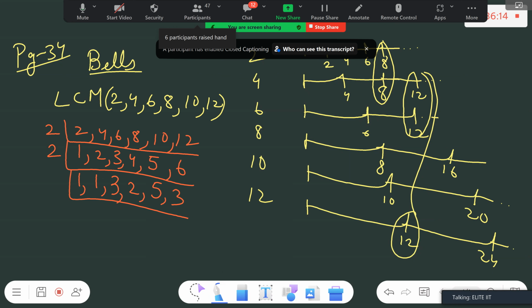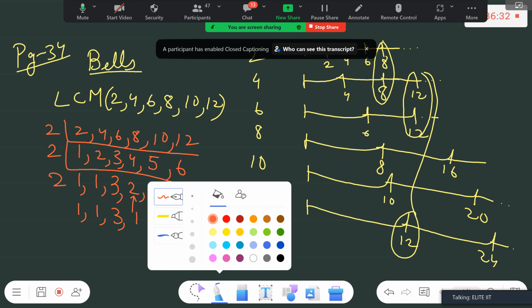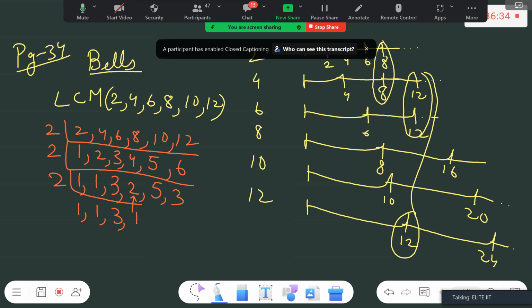Now, can you divide it by 2? Yes. There is a 2 here. We can see that there is a 2 here, so we'll write 2 in front. 1 will remain as 1, 1 will remain as 1, 3 will remain as 3. Here we'll write 2 into 1, 2, isn't it? And then 5 will remain 5, and 3 will remain 3. Right?